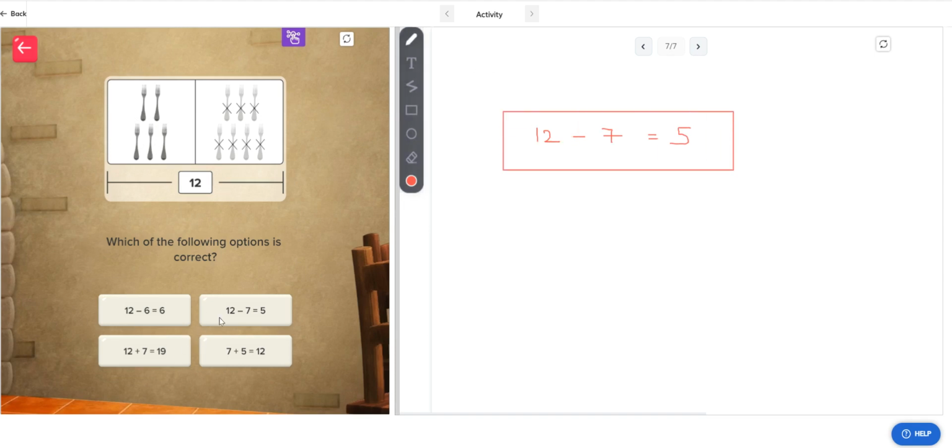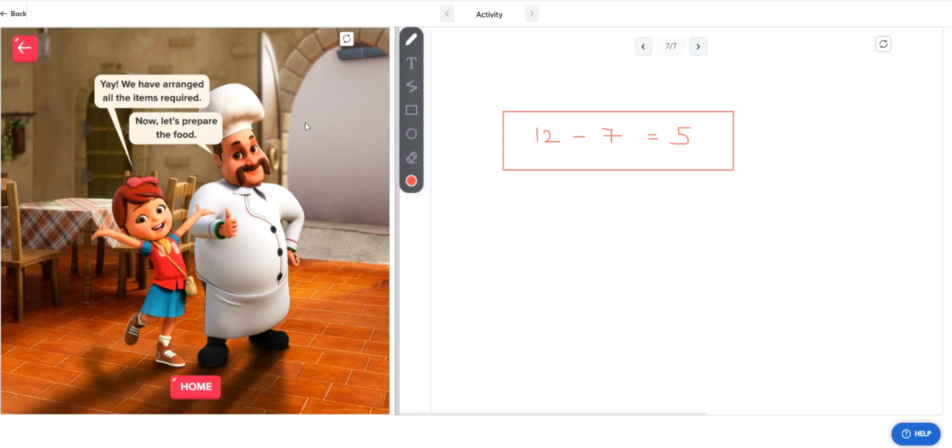So which option should I select? This option right here, correct? Well, wonderful work, you guys. Congratulations and yay, we have arranged all the items that are required.